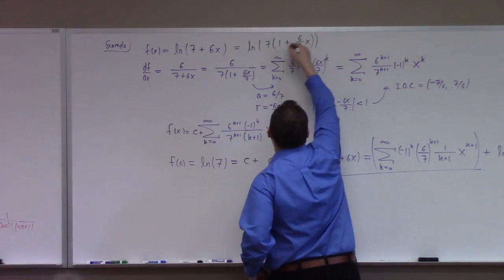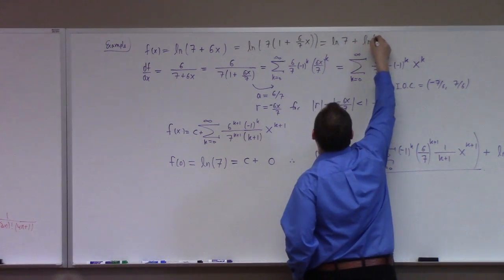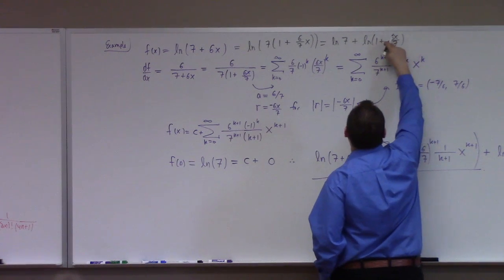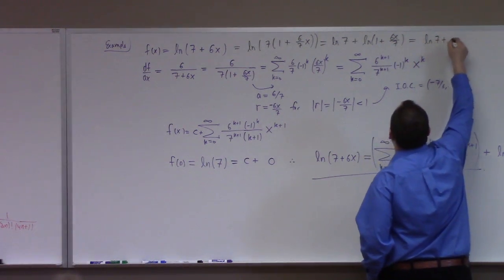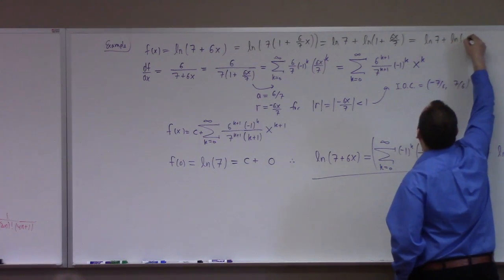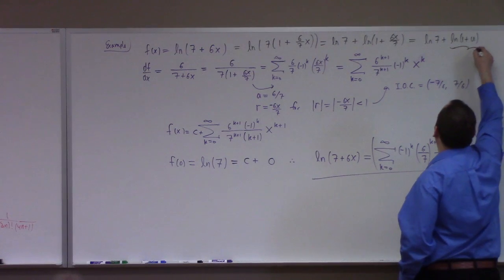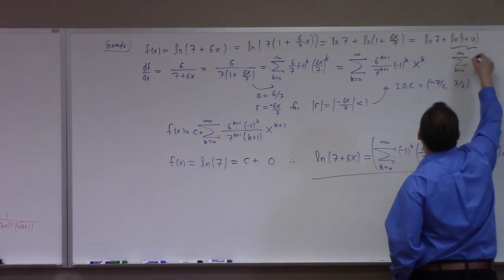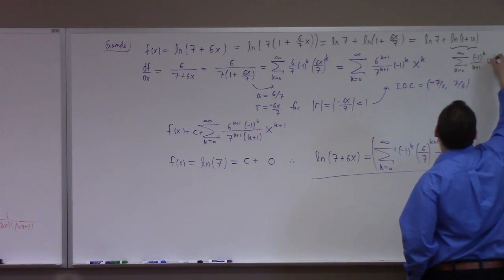So that's the natural log of 7 plus the natural log of 1 plus 6x over 7. Now, if you really want to be lazy, you should say, I'm going to say that's the natural log of 7, and I like people being lazy in this sense, 1 plus u. We already worked this out the other day, right? That's the sum, k equals 0 to infinity, minus 1 to the k over k plus 1, u to the k plus 1, right?